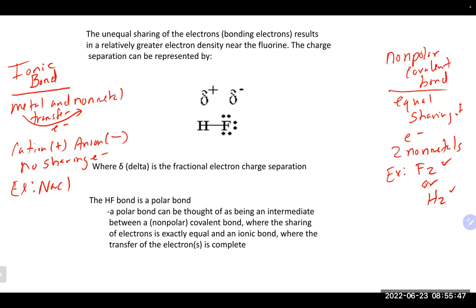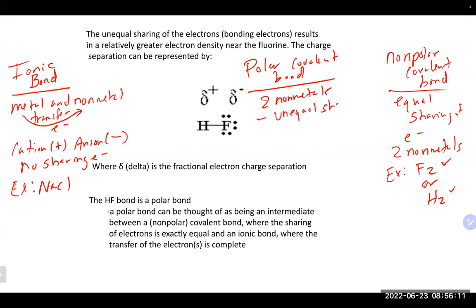And sort of in the middle of these two extremes, on one extreme we got the electrons being transferred, on the other extreme we have them being perfectly equally shared. We have our polar covalent bond, our dipolar bond. That also is between two nonmetals. That also is sharing of electrons, but unequal sharing. And an example would be our guy right here, HF would be an example of that.